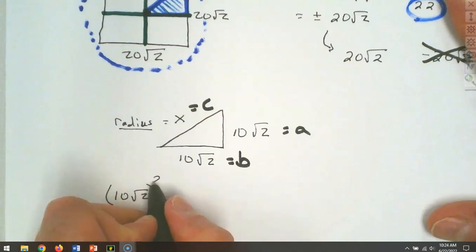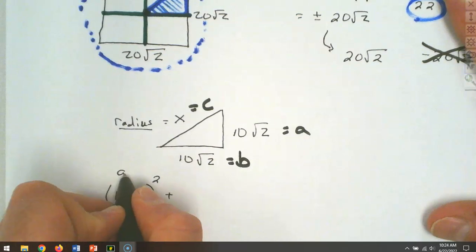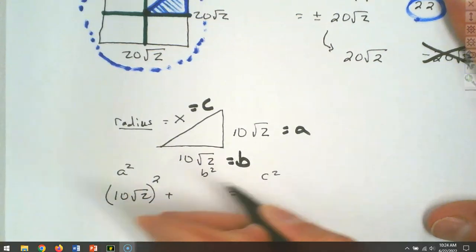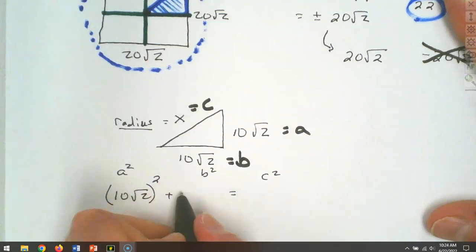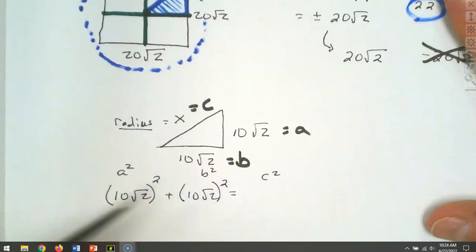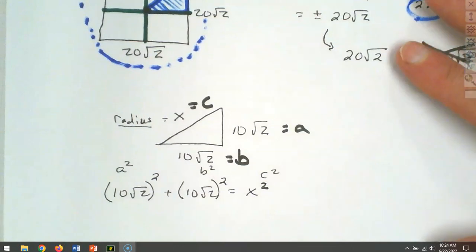So we've got 10 square root of 2, quantity squared. That's your A. So we've got A squared plus B squared equals C squared. So A squared is 10 square root of 2, quantity squared. The B squared is going to be 10 square root of 2, quantity squared. And what is that going to equal? C squared, which is X squared.